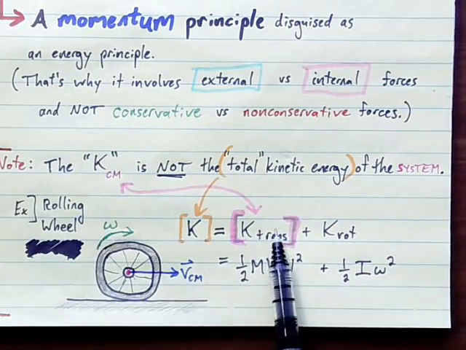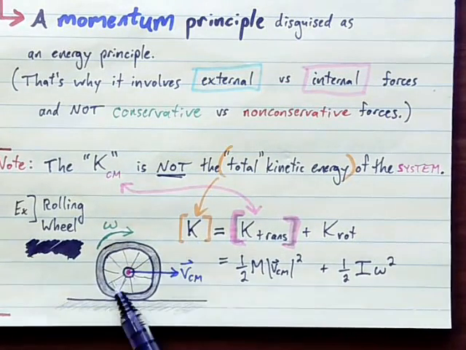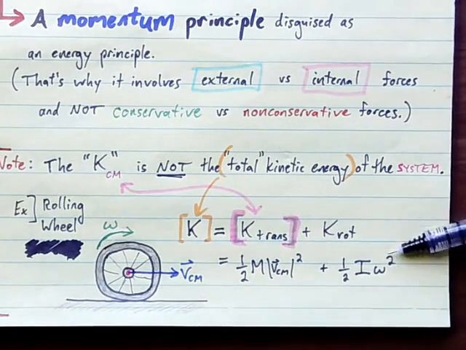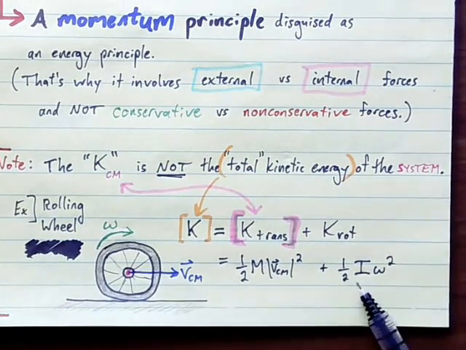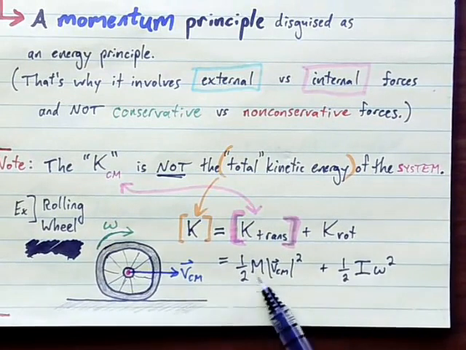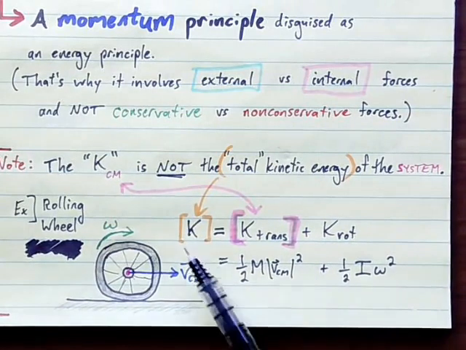And note they're not the total kinetic energy, or at least not necessarily. Because if the wheel is spinning, if it's rotating, it also has this rotational kinetic energy given by 1/2 times the moment of inertia times the angular speed squared. So this would need to be added to what we're now calling the KCM or the K-trans to get the total kinetic energy. All right.